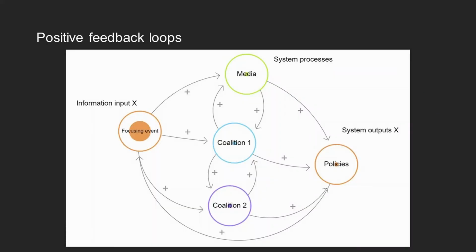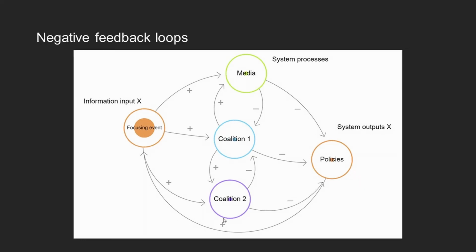You can have positive feedback loops. This is a dynamic model which will start soon. You have some information input X, let's say a disaster. You have some system processes like the media, coalition 1 and coalition 2, and policies. The system shows positive feedback loops, which means the media, coalition 1 and coalition 2 will relay the information X positively. We say, oh, this is good, we agree with this, we should focus on this. There will be positive feedback loops between all of these actors, which will then lead to a high likelihood of policy change.